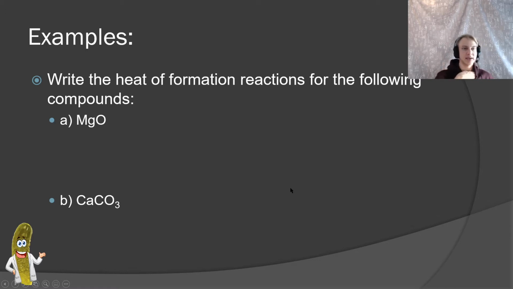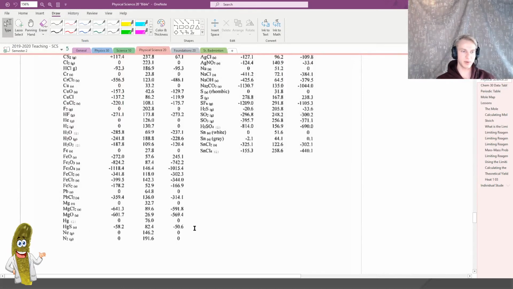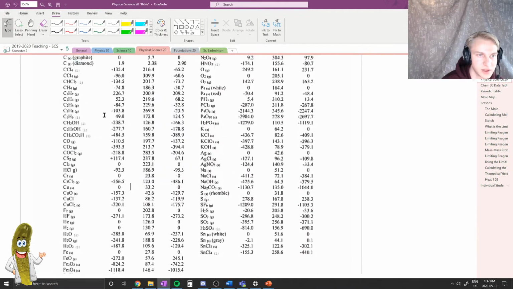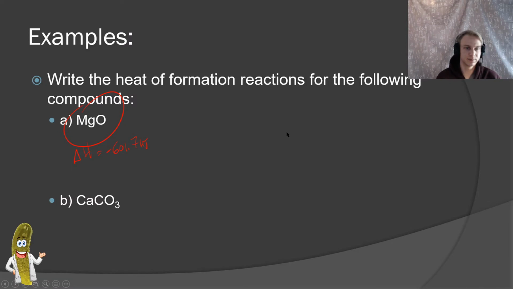So looking at these two particular reactions, we want to write the heat of formation reactions for the following compounds. So we want to be able to form this MgO, and we want to do so using elements. What I would do first is go to my little table here and look up MgO. Here I can see that MgO is negative 601.7. That's the value. So I would probably write that down first. I'd say delta H is equal to negative 601.7. I think it's kilojoules. Let's just confirm that. Negative 601.7, and the unit is kilojoules per mole. Wonderful.